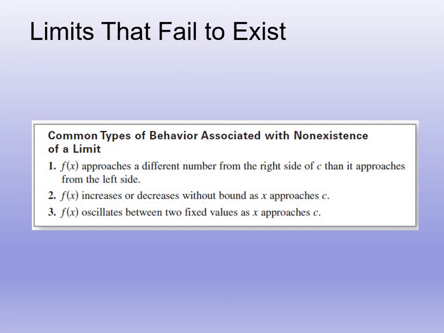And then the third one: f of x oscillates between 2 fixed values as x approaches c. Remember oscillating, so I want you to think of some sort of sinusoidal graph, which means what? It's bouncing up and down, so it cannot home in on a finite value as it oscillates between the 2 fixed values there. So those are the 3 behaviors where limits fail to exist.